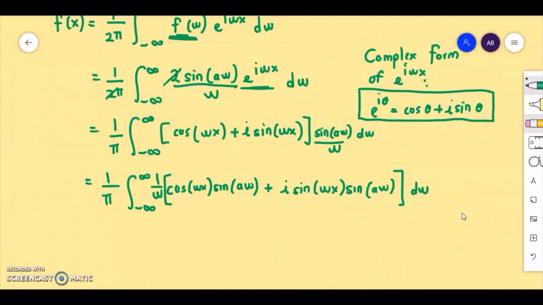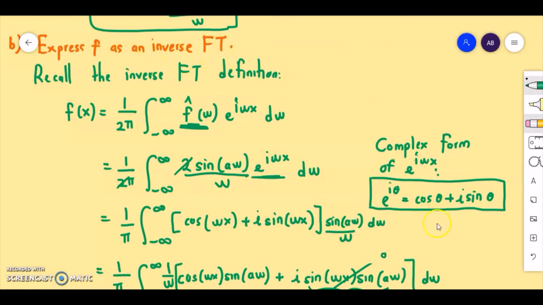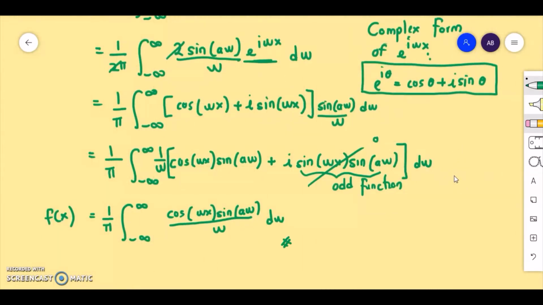Okay, continuing what we have here. If you look at this term here, sine omega x sine a omega, this term is an odd function. So the integral is 0. That will leave us with 1 over pi from minus infinity to infinity cos omega x sine a omega over omega d omega. Okay, so this is the best solution that you can leave it at. You don't have to integrate, you just leave it because the question said express f as an inverse Fourier transform. So we're going to leave our solution like this.